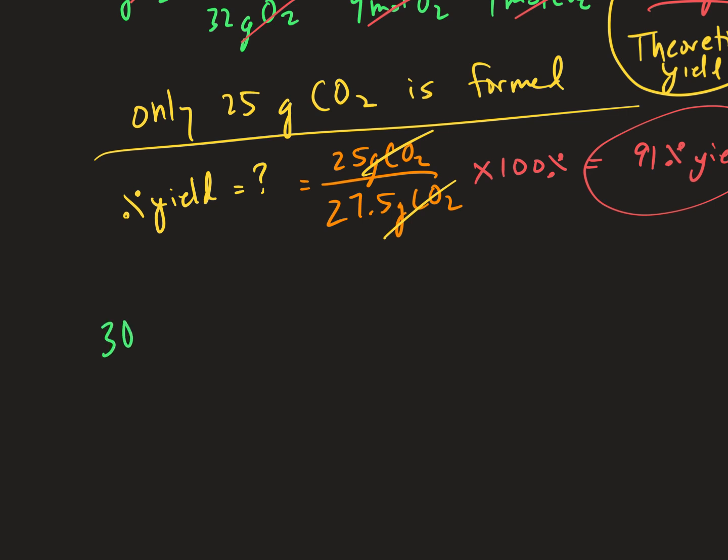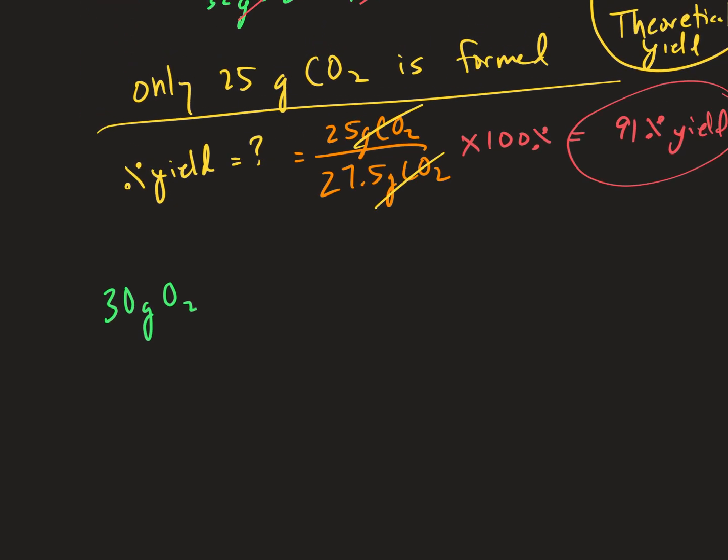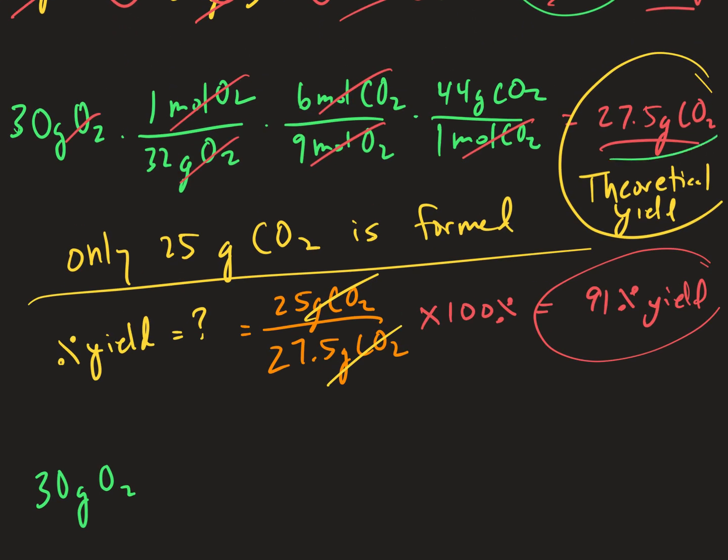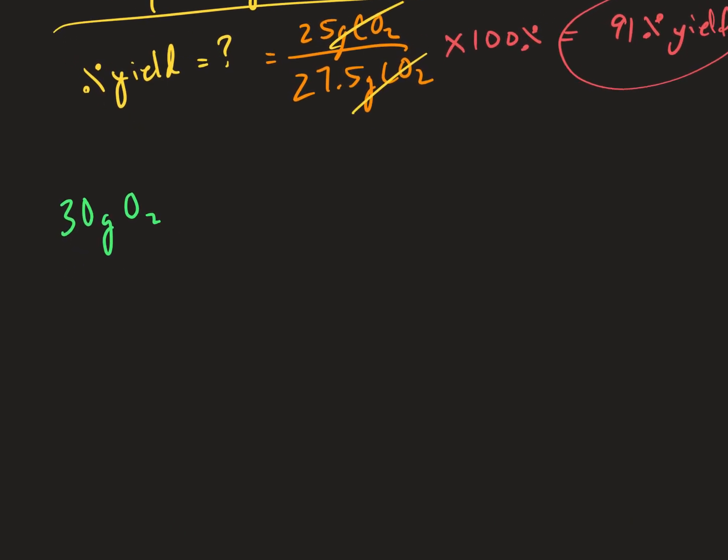So we're going to start with 30 grams of oxygen gas. And always start with what you're originally given. Would it be okay to start with 27.5 grams of CO2? It would be okay. That's our theoretical yield. But what happens in the case that we made a mistake? Then it ruins everything else, right? Always start with your given amount. Always, always, always. So we don't make more mistakes than we should.